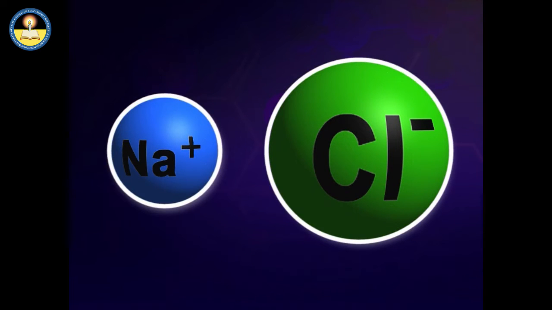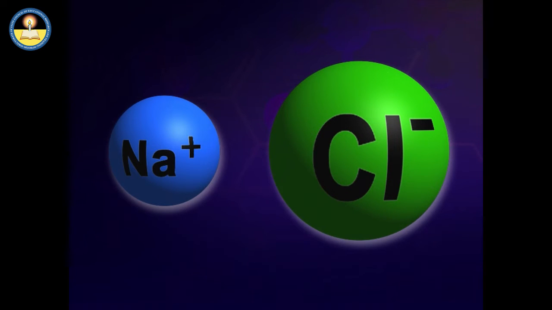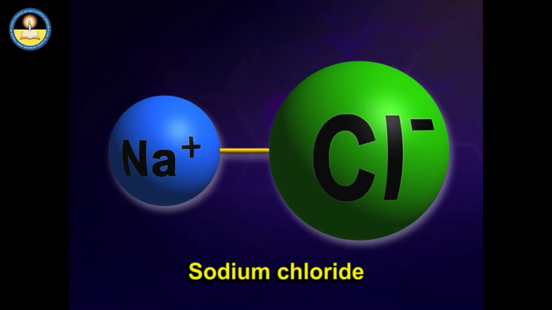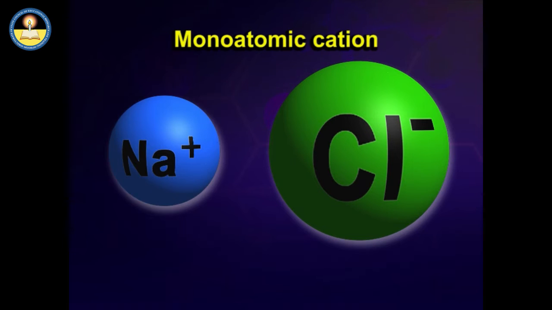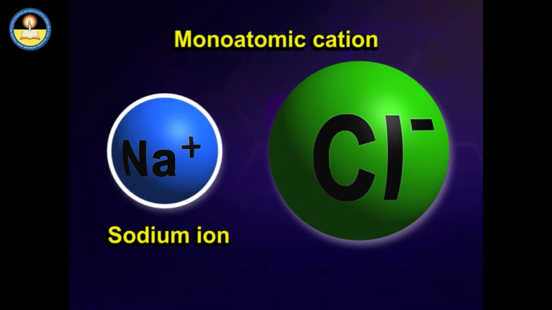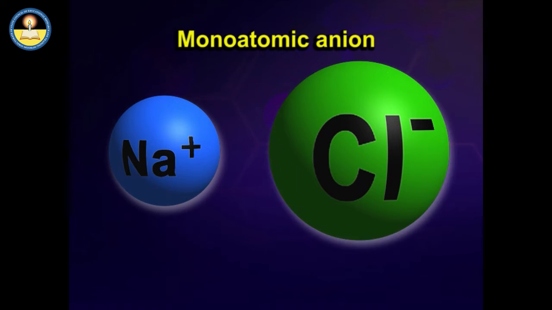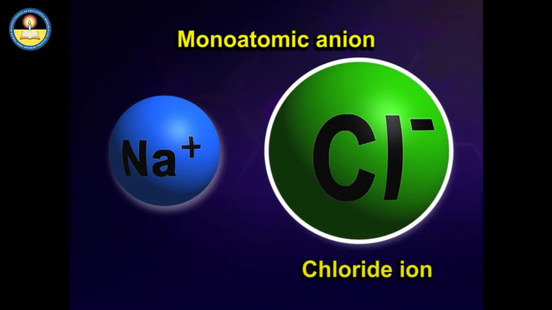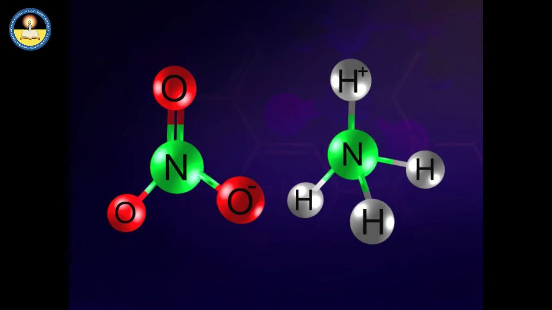An ion which is made up of one atom is called monoatomic. Sodium chloride is one of the common examples of a simple binary ionic compound. It contains a monoatomic cation, Na positive, that is sodium ion, and a monoatomic anion, Cl negative, that is chloride ion. An ion which is made up of more than one kind of atoms of elements is known as a polyatomic ion.